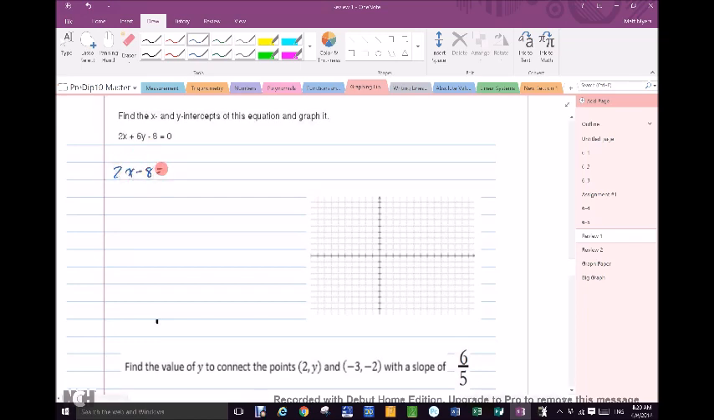2x minus 8 equals 0. 2x equals 8. X equals 4. Should I graph it yet? No, because we don't know what the y-intercept is. 5y minus 8 equals 0. 5y equals 8. Y equals 8/5. And it's a good thing I didn't graph it because it's a big ugly mess. To graph the y, if I make them fifths, will it fit on the graph?